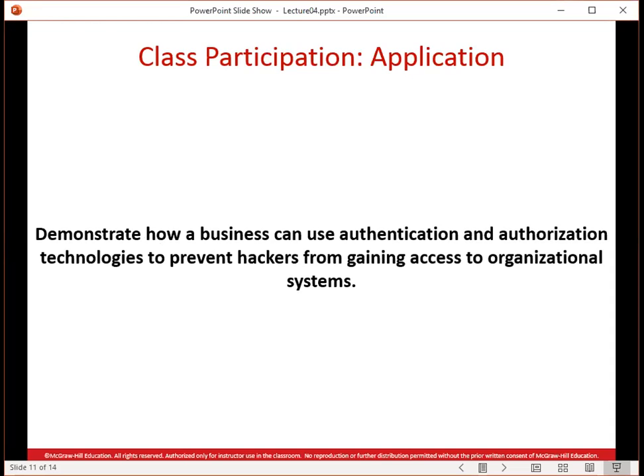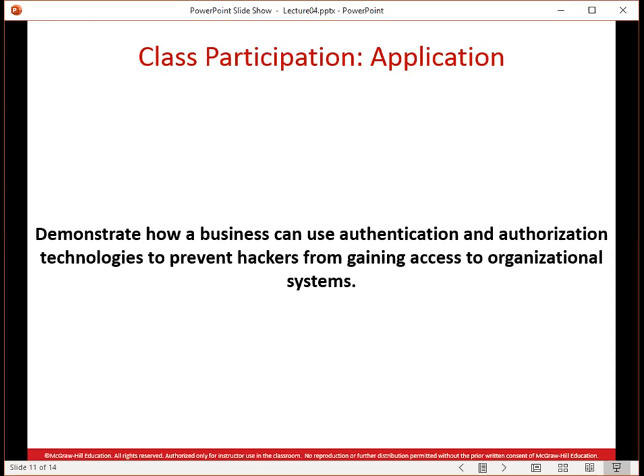Next, demonstrate how a business can use authentication and authorization technologies to prevent hackers from gaining access to organizational systems. So authentication is a method for confirming users' identities. If the user cannot confirm their identity, then we do not let them into our systems. And that way we prevent hackers from getting into our information stores in the first place.